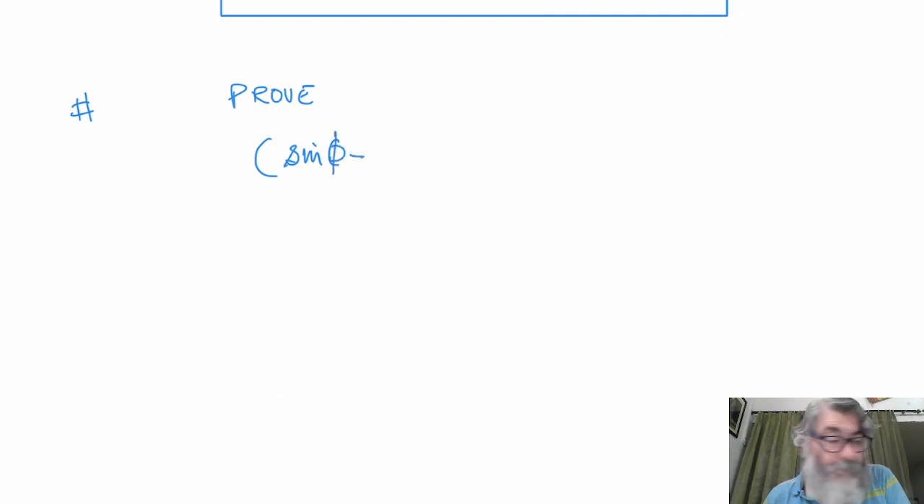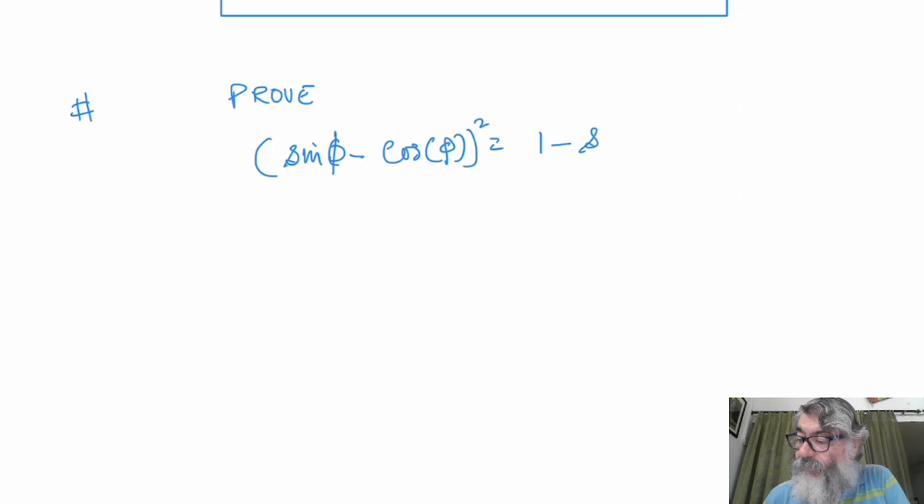next question. What is the question? He says, prove (sin phi minus cos phi) whole square is equal to 1 minus sin 2 phi. We have to prove sin phi minus cos phi whole square is equal to 1 minus sin 2 phi.